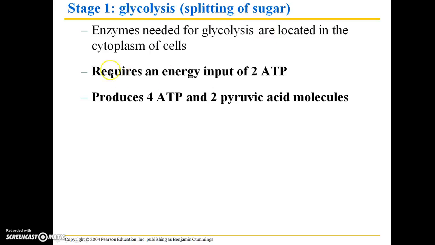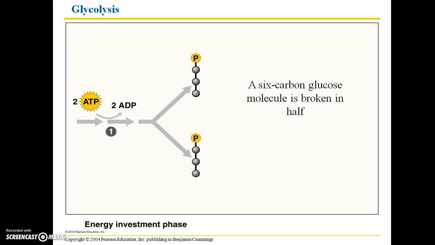It requires an initial energy input of 2 ATP molecules. So, you know the phrase, you have to spend money to make money? The same is true for this process of making ATP. We have to input 2 ATP molecules in order to get this cycle going. It produces 4 ATP molecules as well as 2 pyruvic acid molecules. So we have a net profit, if you will, of 2 ATP molecules and 2 pyruvic acids.